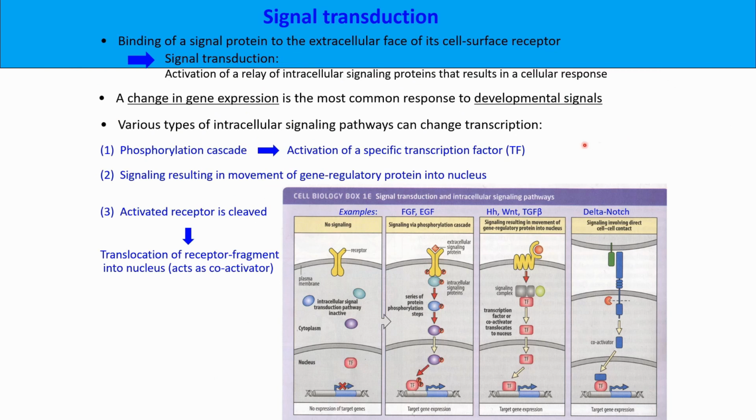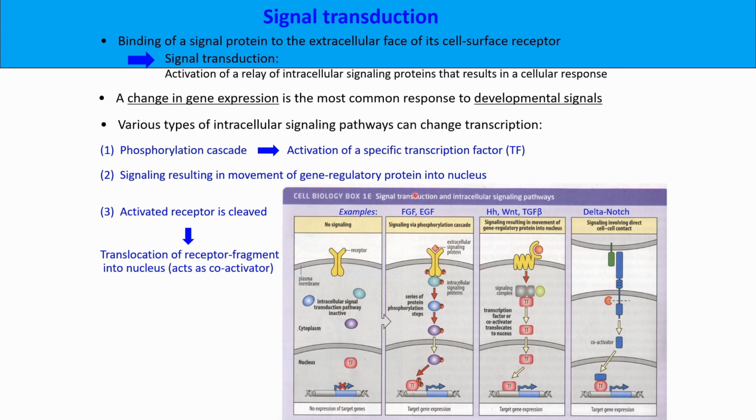So we mentioned signal transduction many times, and that we should have a refresher on how this is working. Basically, you have the binding of a signal protein to the extracellular face of its cell surface receptor, and this causes signal transduction in the cell, which is an activation of a relay of intracellular signaling proteins that results in a cellular response. And here we see an example of a receptor with the proteins inside in the cytoplasm. It's not activated at this stage.